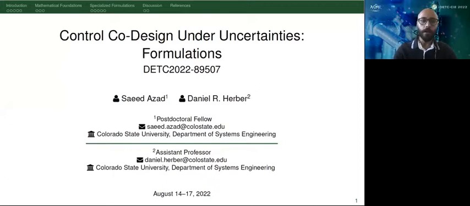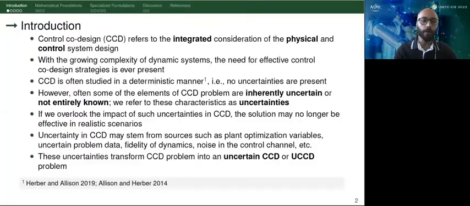Allow me to start by giving you a very brief overview of control co-design, or CCD. CCD refers to an integrated consideration of the physical and control system design through optimization in order to improve the performance of the system. As we step into developing more modern and emerging dynamic systems, control co-design methods become more and more relevant. However, the focus of a large portion of CCD literature has been on deterministic cases. Those are situations where no uncertainties are present.